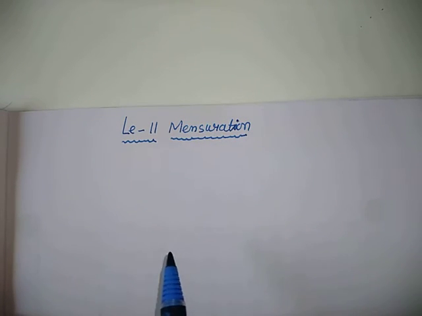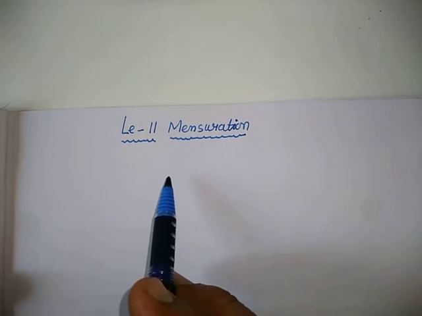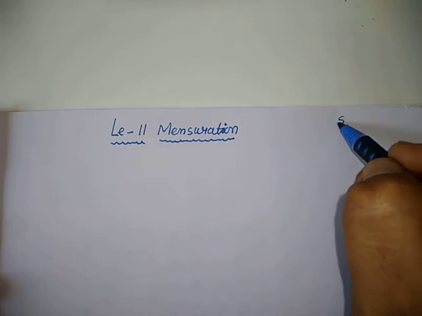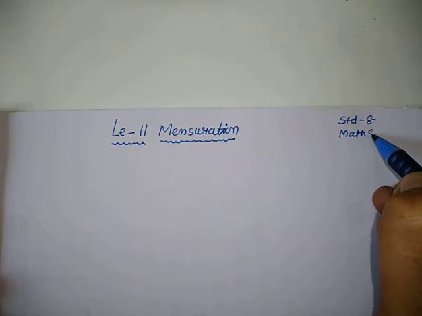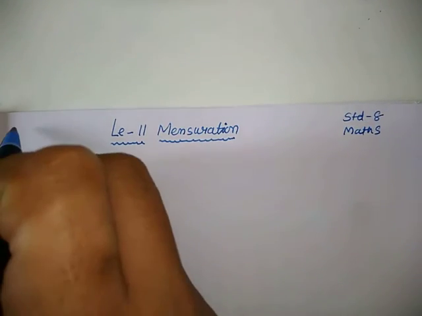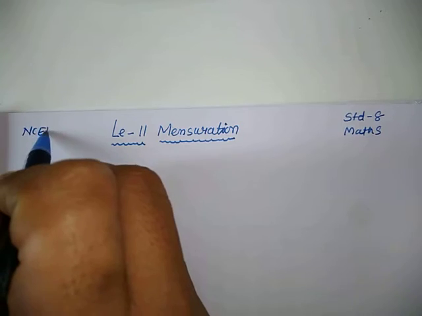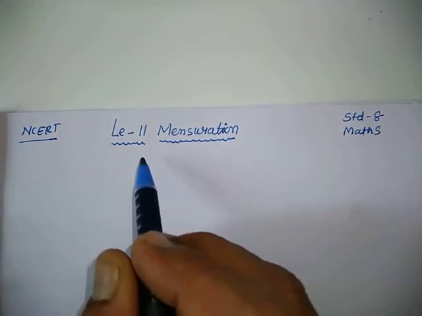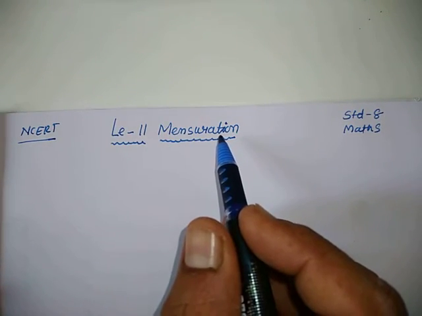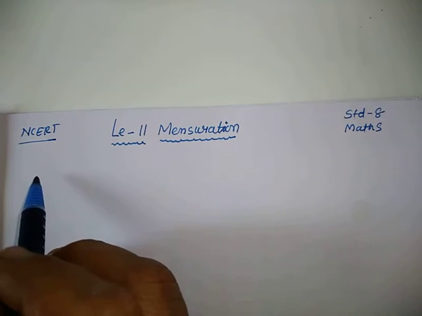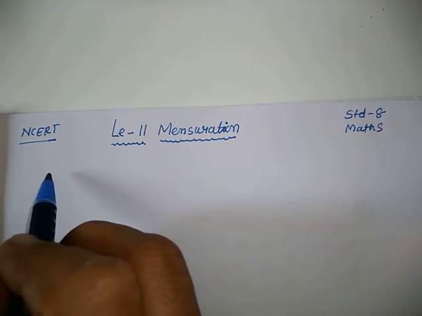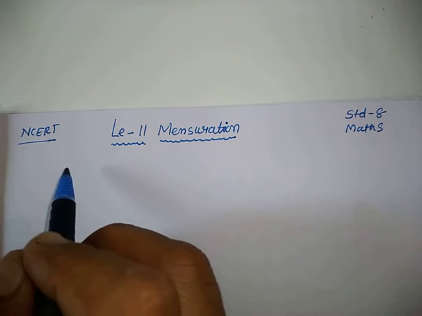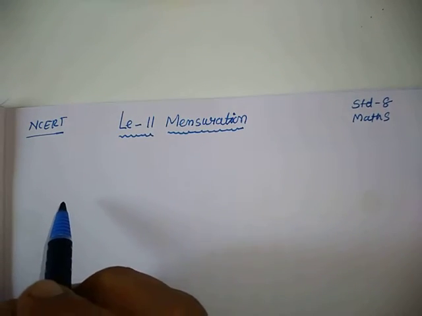Let's begin our lesson number 11 of Standard 8 Mathematics NCERT textbook. Name of lesson is mensuration. This lesson contains different types of areas and volume of different shapes.